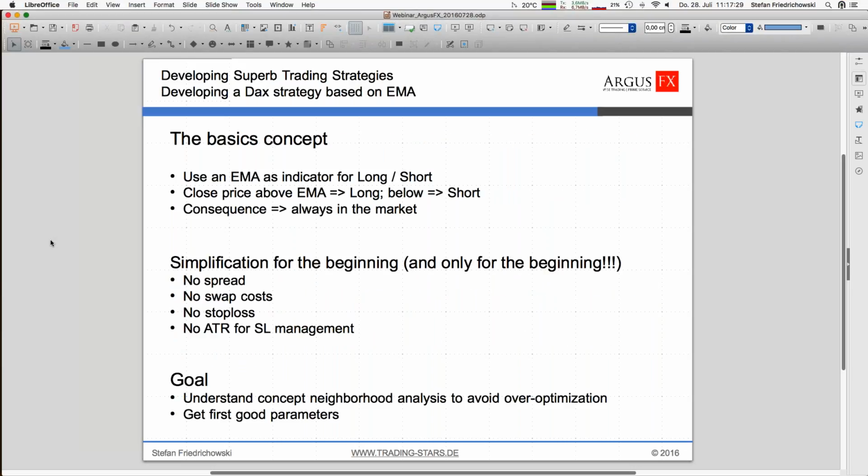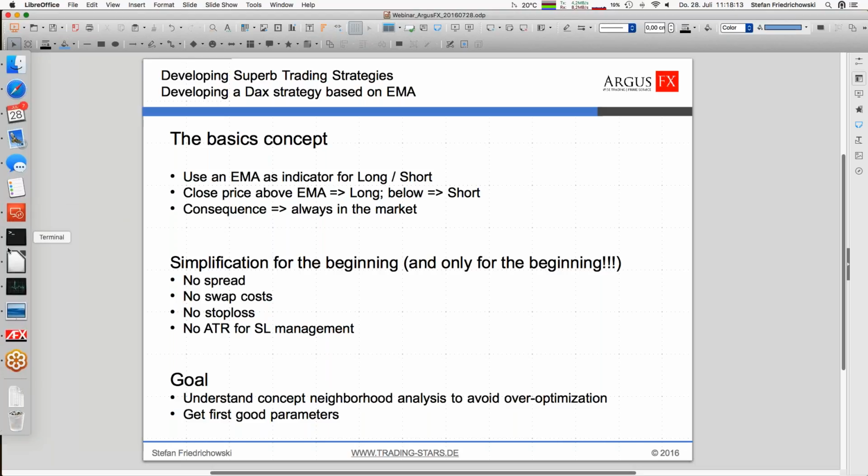So now I want to go for a very simple DAX strategy based on an EMA. And you see here already how this strategy should run. I want to use an EMA as an indicator for whether being long or short in the market, with quite simple logic. Is the close price, in this case of D1, above the EMA value, then I'm going long, and is it below, we go short.